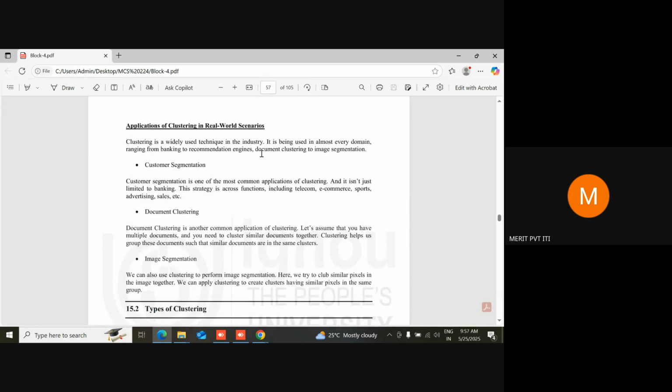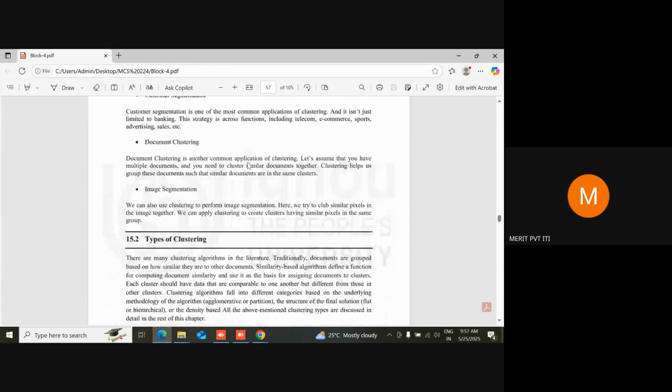Applications of clustering: customer segmentation. Customer segmentation is one of the most common applications of clustering. Document clustering is another common application. Let us assume that you have multiple documents and you need to cluster similar documents together. Image segmentation: we can also use clustering to perform image segmentation. Here we try to club similar pixels in the image together, creating clusters having similar pixels in the same group.